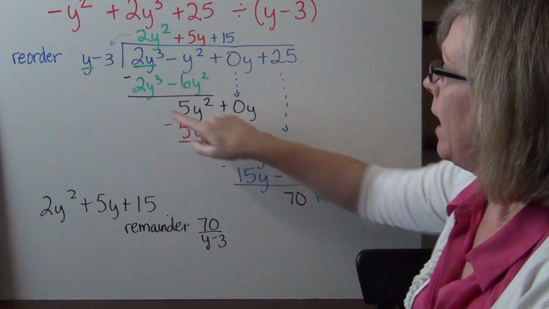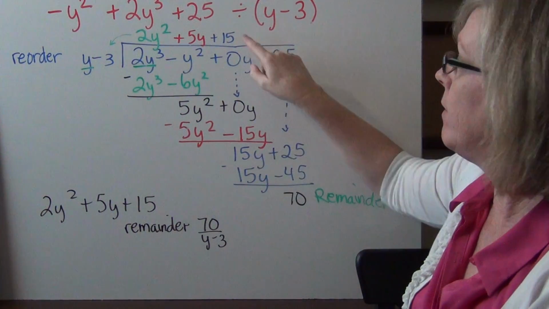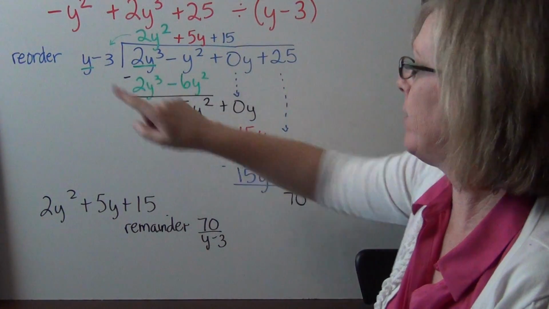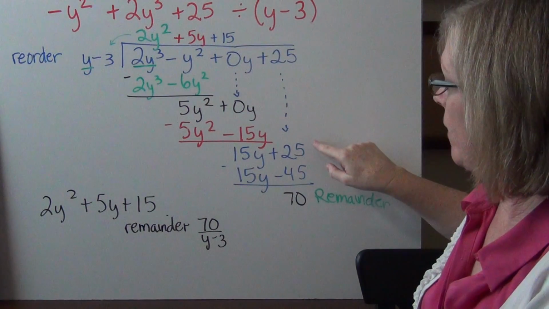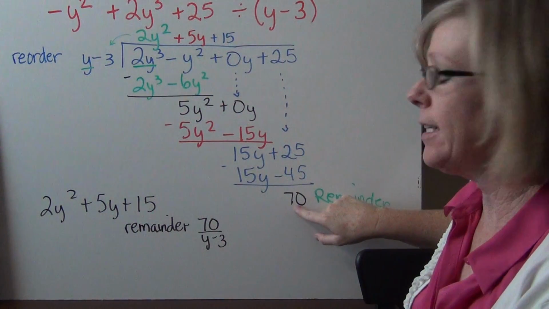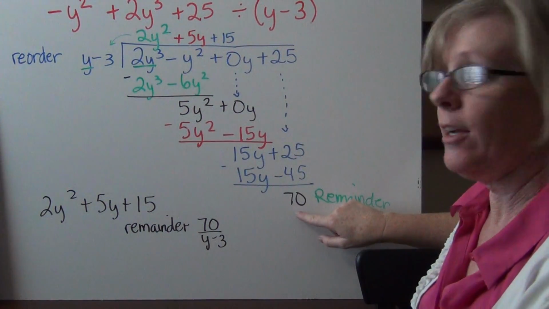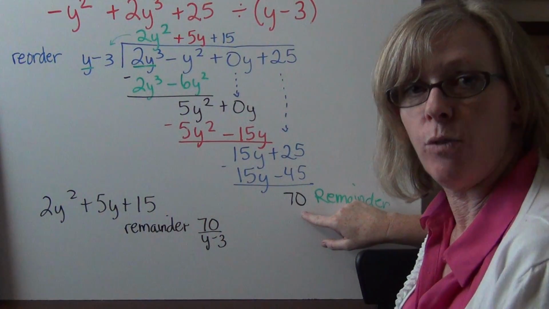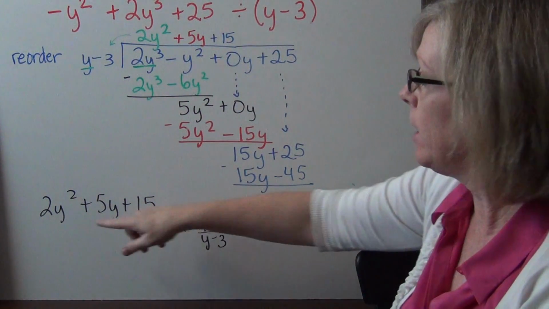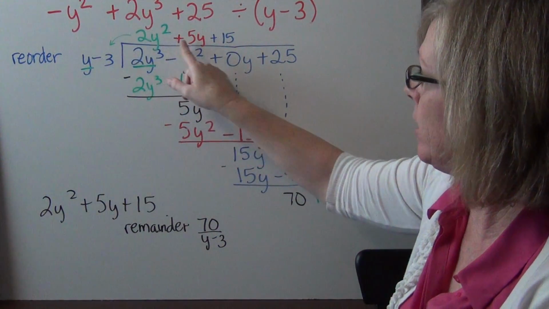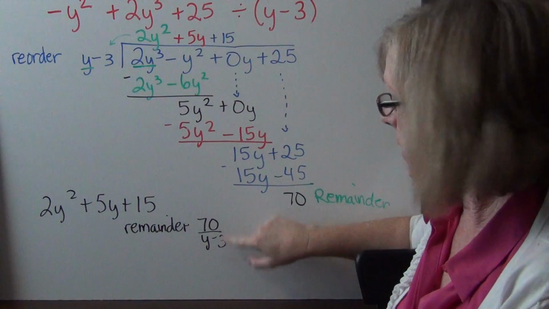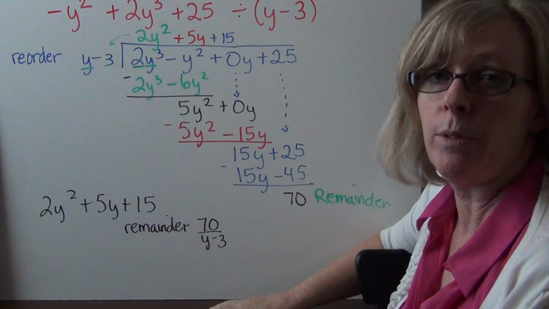Now, how many times does y go into 15y? 15 times. 15 times y is 15y. But 15 times negative 3 is negative 45. So I have 25 minus negative 45, 25 plus 45, and I get 70. Y cannot go into 70 because there's no y over here for it to go into. So we call that a remainder, just like we have a remainder in other division problems. So my answer is 2y squared, you can get from right here, plus 5y plus 15 with a remainder of 70. And then as a denominator, I'll put the original problem that we were dividing by.